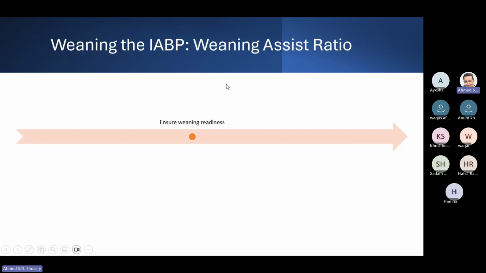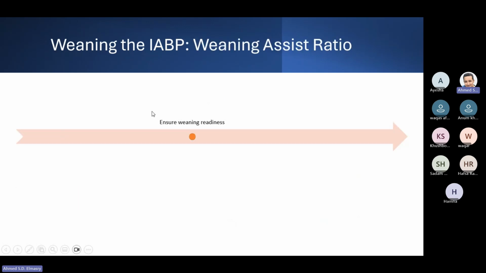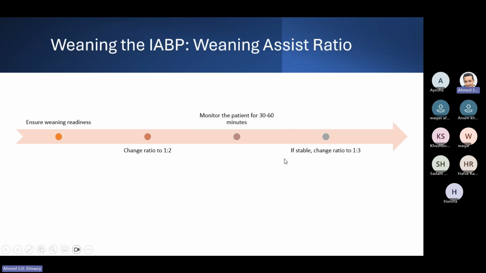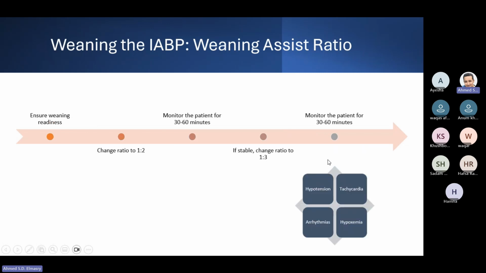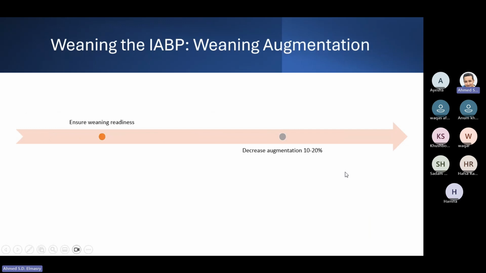In order to start the weaning with the common approach, which is the assist ratio weaning, you first have to ensure the weaning readiness and change the ratio 1 to 2, then assess the patient for up to 60 minutes. If the patient is not having tachycardia, hypotension, arrhythmia, hypoxemia, or any signs of pulmonary edema, and is stable, you can go to the ratio 1 to 3, then wait for another 1 hour. If the patient hemodynamics and clinical parameters are okay, then you can proceed for the intra-aortic balloon removal.